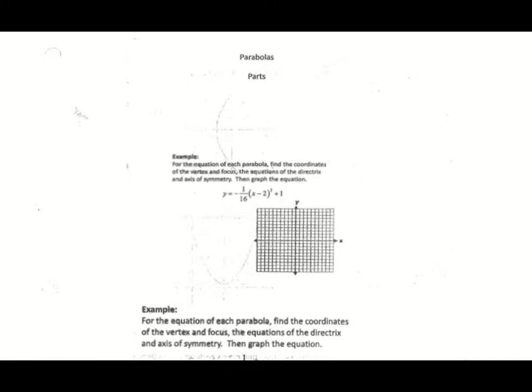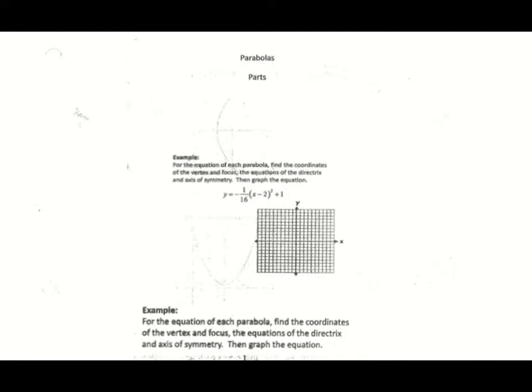So I'm going to list our parts of the parabola to the side so we know what we're looking for. We are going to want to find our vertex, and our equation here is a y equals, so that means we're going to use our y equals equation. Our vertex for that equation is h comma k. Our focus for that equation is h comma k plus p.